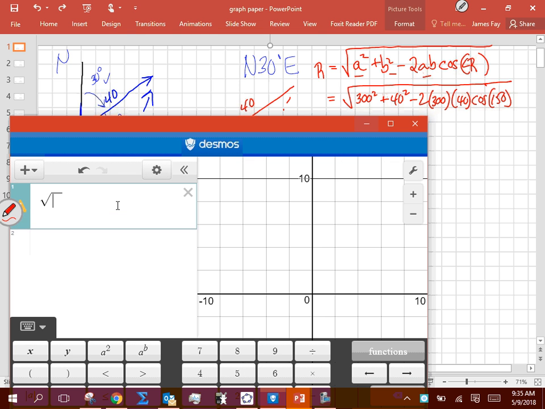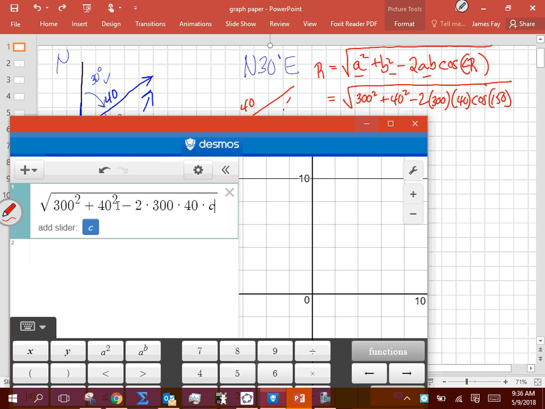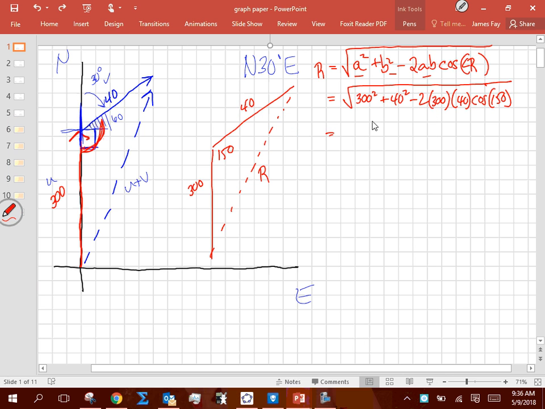Okay, so take the square root of 300 squared plus 40 squared minus 2 times 300 times 40 times cosine of 150. And do we get 335.24? And that's what we found using i and j. Okay, so the resultant is equal to 335.24.